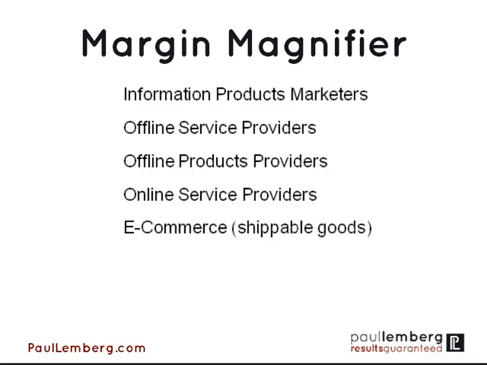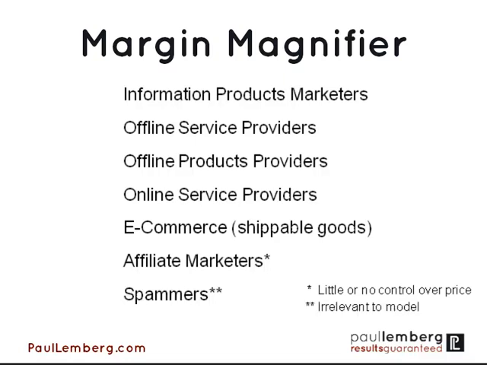The next one is e-commerce, shippable goods, hard goods, and I'm going to use e-commerce specifically to mean that. So goods where there are physical products that are shipped and yet they are sold completely online. Next, we have affiliate marketers, and these are typically third parties who market a product or service and maybe even close the sale while somebody else, the product owner or the manufacturer, fulfills the product. Generally, affiliate marketers have little or no control at all over price.